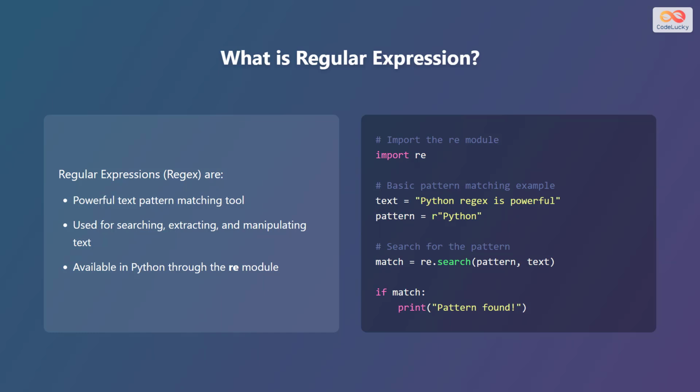Here's a simple example. First, we import the re module. Next, we define a text string: "Python Regex is powerful." Then we define a basic pattern to search for, in this case the word Python. We use the re.search function to search for the pattern within the text. Finally, we check if a match was found and print a confirmation message if it was.